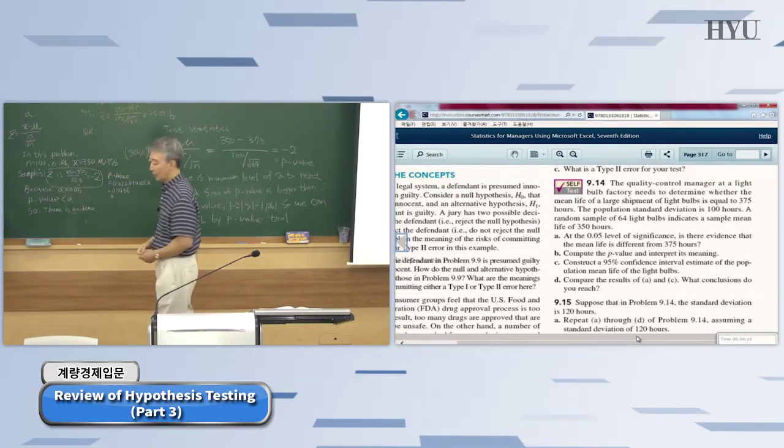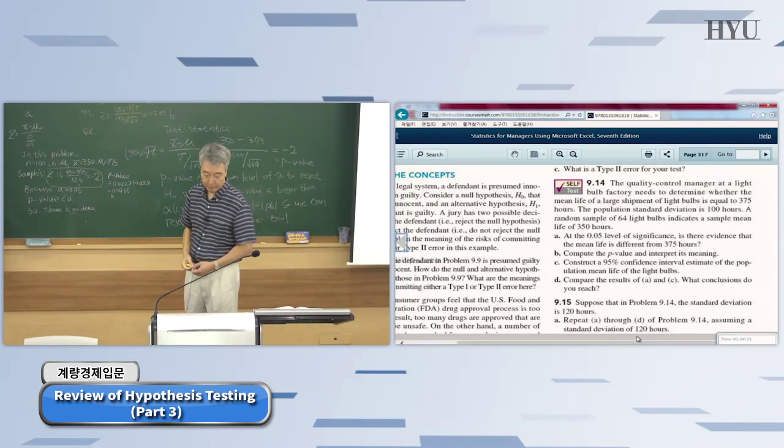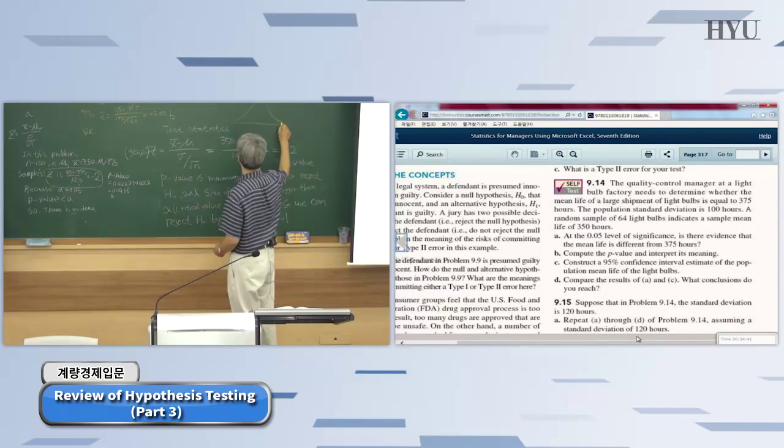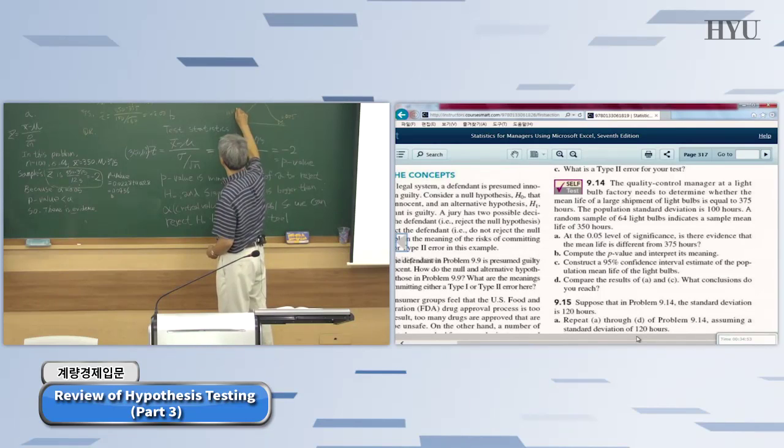For question A, apparently question B asks for the p-value. So in question A, you can use the critical value approach, right? And in order to use the critical value approach, you have to decide the critical value. And we've used this kind of example many times, right? So this is a two-tailed test, right? So 0.025 in each tail. Then we know that this is 1.96 and this is negative 1.96, right?